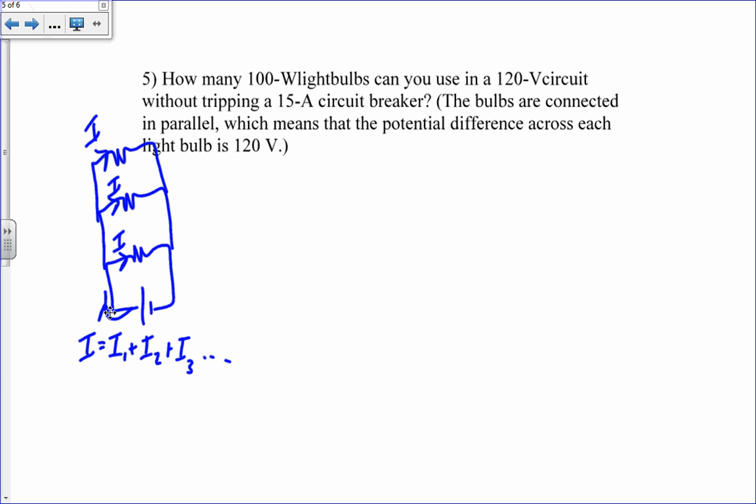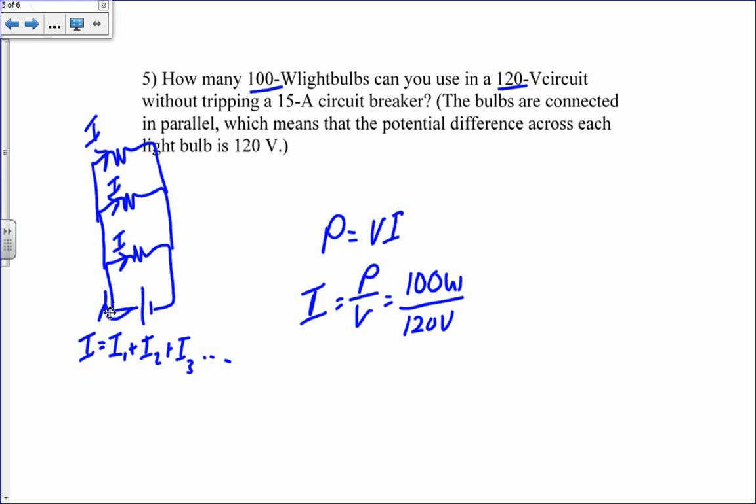So I want to know what is the current for an individual light bulb. All right, 100-watt light bulb, 120 volts. P is equal to VI. So I is equal to P over V. That's 100 watts over 120 volts. I get 0.83 amps. That's my current through a single light bulb.